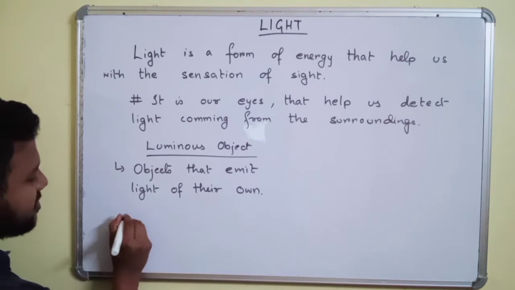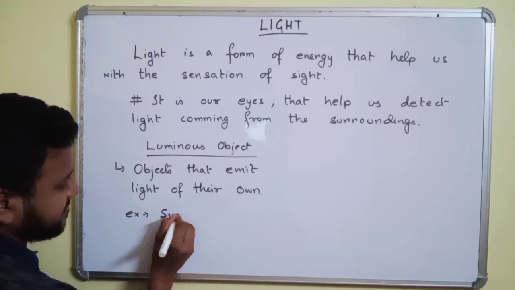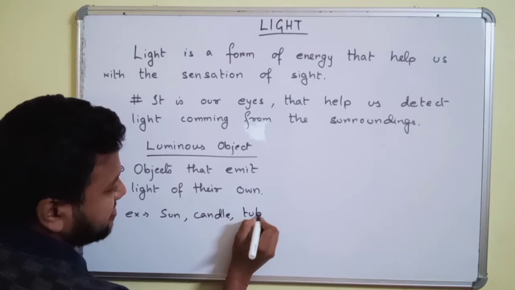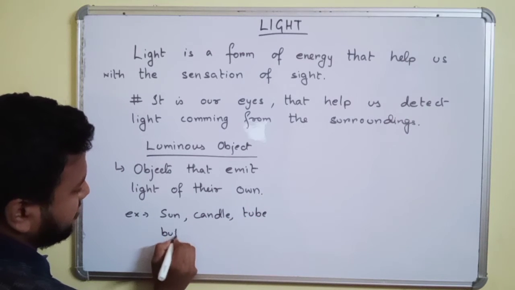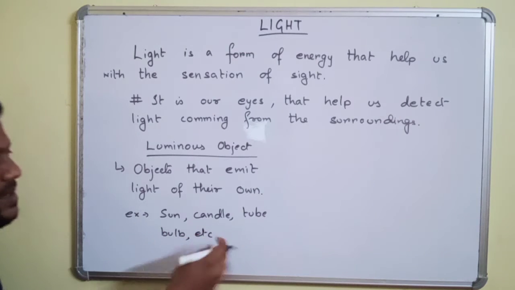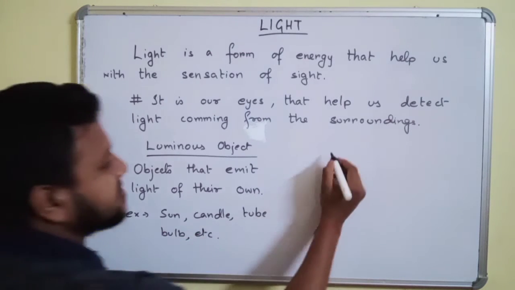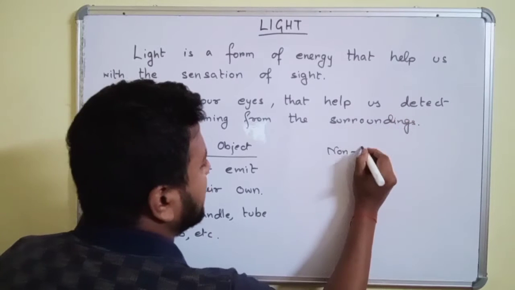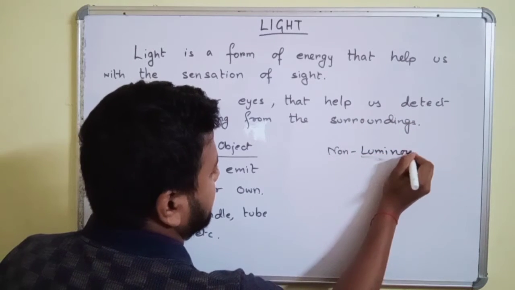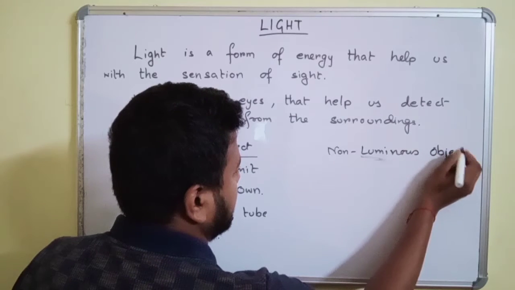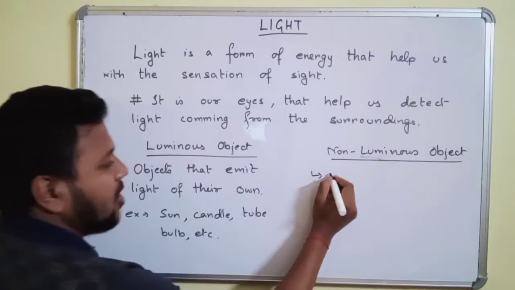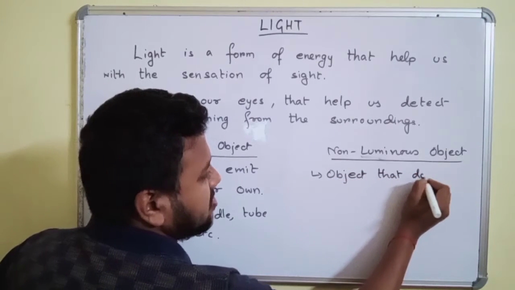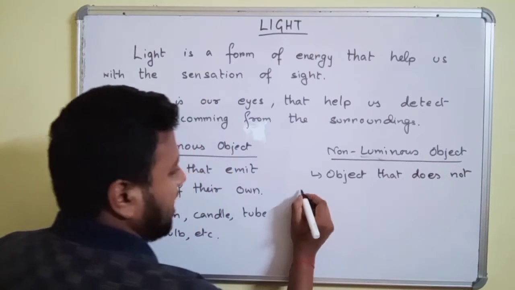We can take examples like the sun, candle, tube light, bulb, etc. Anything that emits light of its own. But there are substances that do not emit light. So what are non-luminous objects? Objects that do not emit light of their own but reflect the light falling on them.